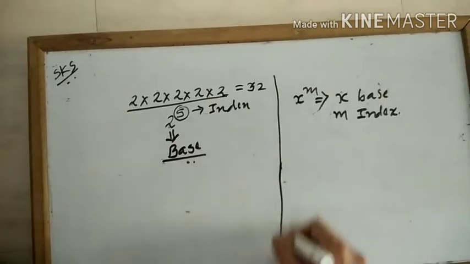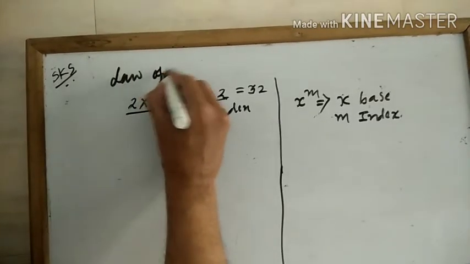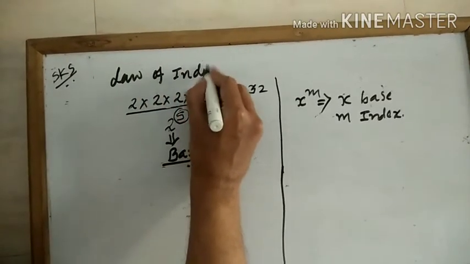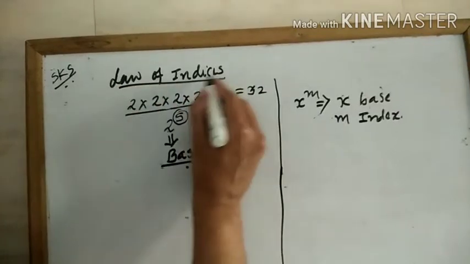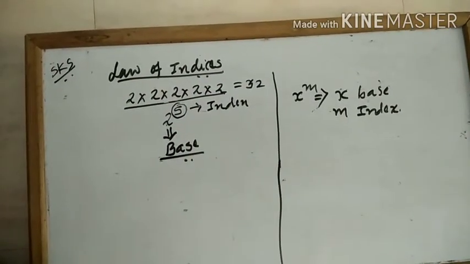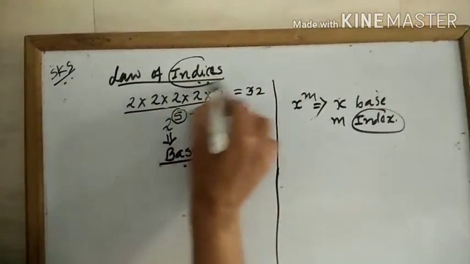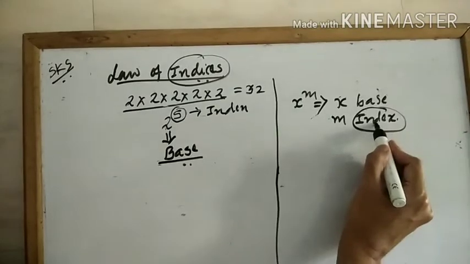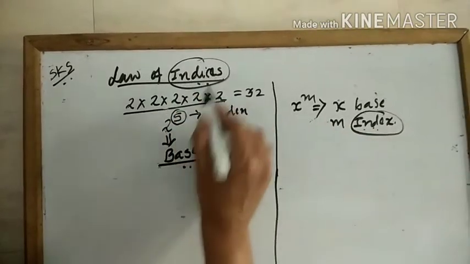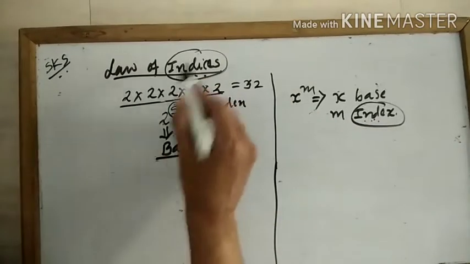What we are going to learn today is laws of indices. In some of the textbooks, these laws of indices are also called exponents. Indices are also called exponents. Index is a singular form and indices is a plural form. So one should not get confused about index and indices.